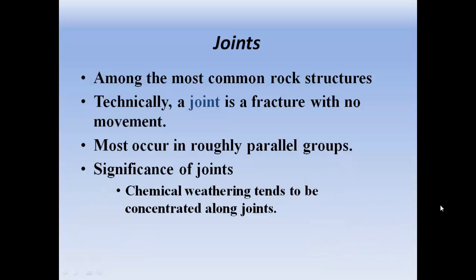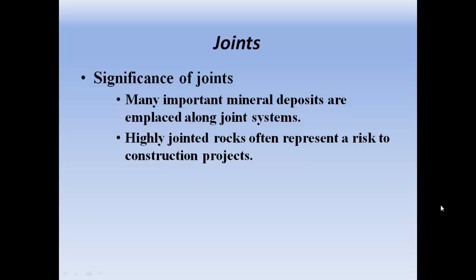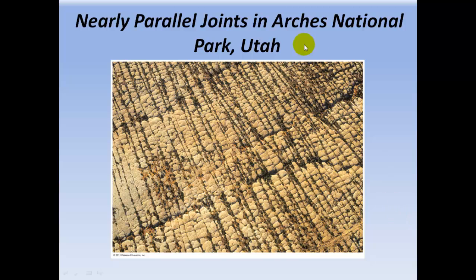Joints. Among the most common rock structures is a joint. It's a fracture with no movement. Most occur in roughly parallel groups. The significance of joints is that chemical weathering tends to concentrate on long joints, so there's more surface area to work on. Many important mineral deposits are in place along joint systems. Highly jointed rocks represent a risk to construction projects. So here are some parallel joints in Arches National Park, Utah.